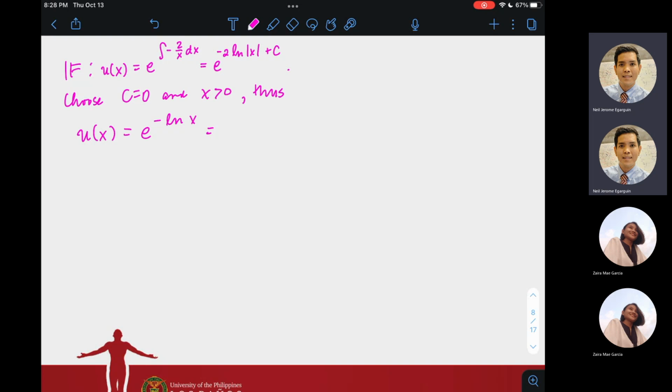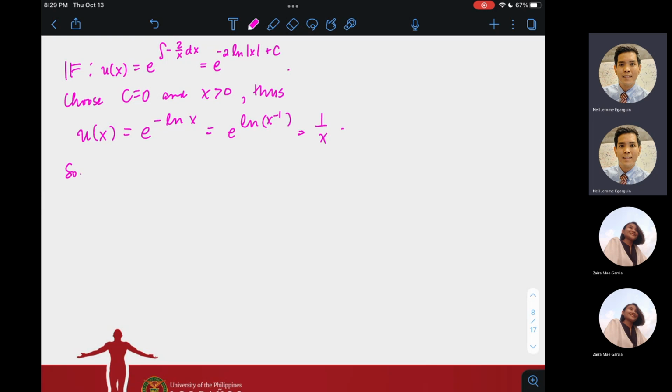This is e to the ln ng x to the negative 1, right? Loss of logarithms. So this will just be 1 over x. So, ibig sabihin, 1 over x daw yung ating integrating factor. Okay? Now, this is our integrating factor.